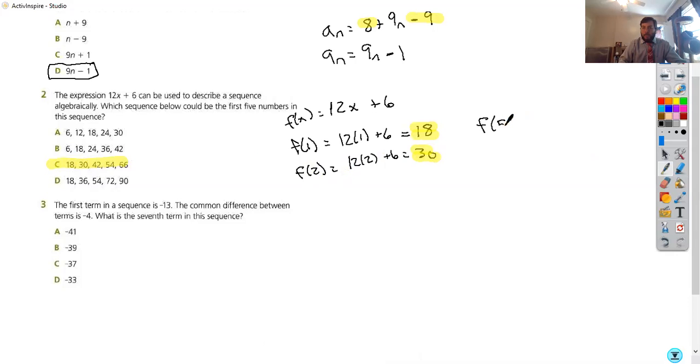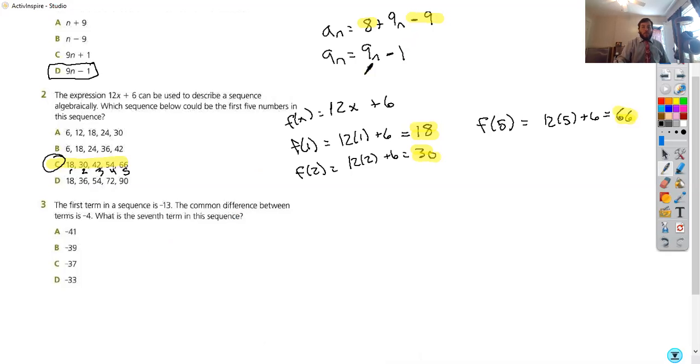So if we take f of 5 equals 12 times 5 plus 6. Well, 12 times 5 is 60, plus 6 is 66. So if we take a look here, our 5th term, which if we're counting along here, we have term 1, 2, 3, 4, 5. Our 5th term was 66. So C is definitely our answer there.